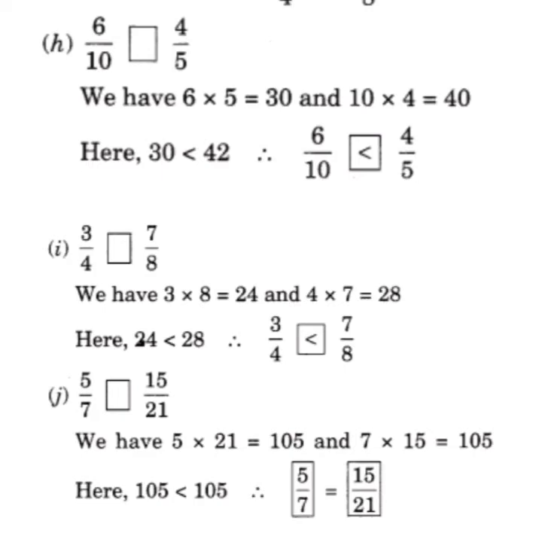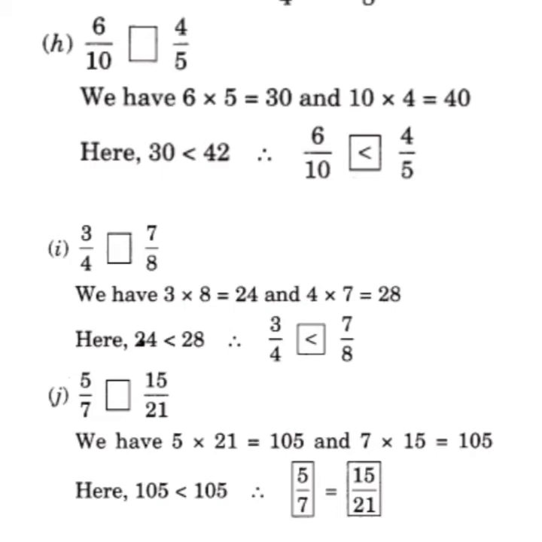Now next one, 6 by 10 and 4 by 5. Again cross multiplication. 6 multiplied by 5 is 30 and 10 multiplied by 4 is 40. So which is greater? Yes children, 40 is greater than 30. Children, again here it is a printing mistake. Make 42 as 40 and 30 is lesser than 40. And which fraction is greater? Yes, 4 by 5 is greater than 6 by 10.